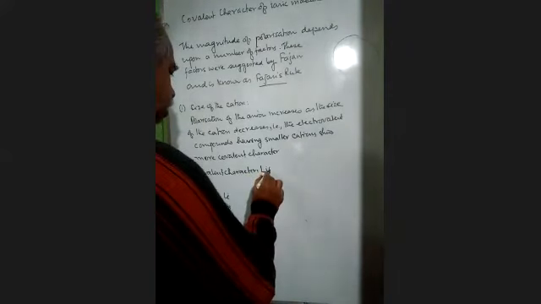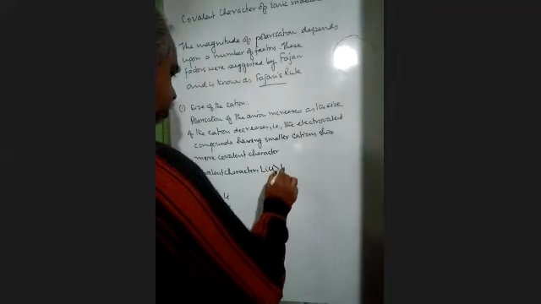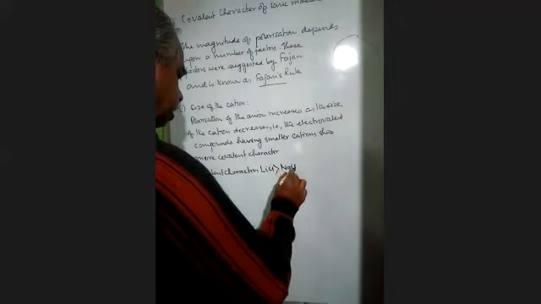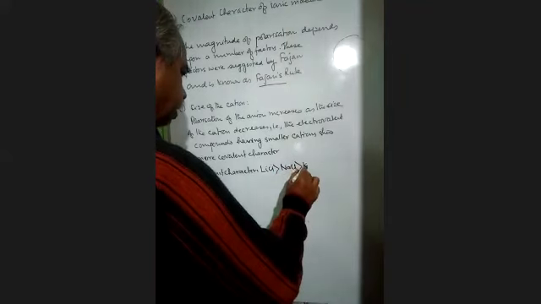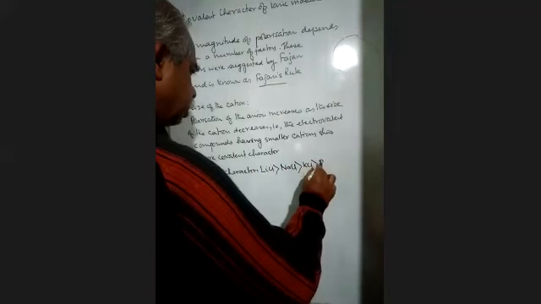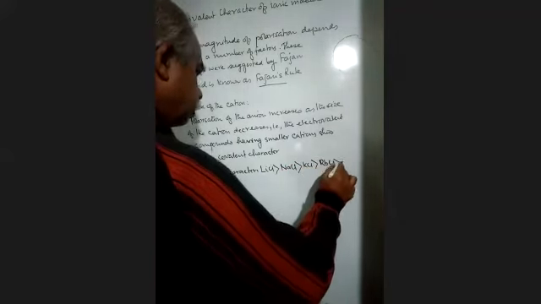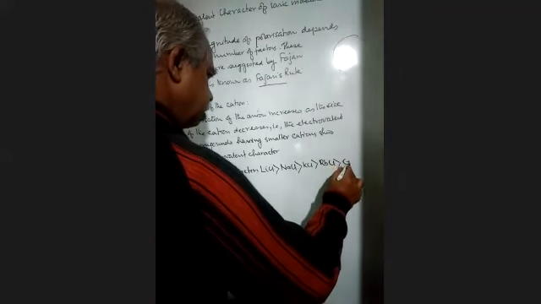So what can I write now here? Lithium chloride will be more covalent than sodium chloride. Sodium chloride will be more covalent than potassium chloride. Potassium chloride will be more covalent than rubidium chloride. And rubidium chloride will be more covalent than cesium chloride.